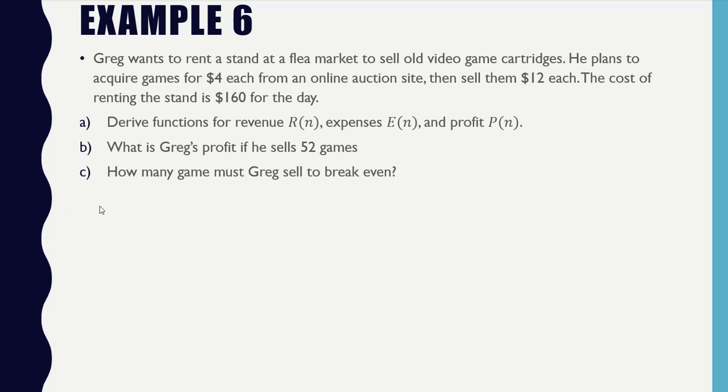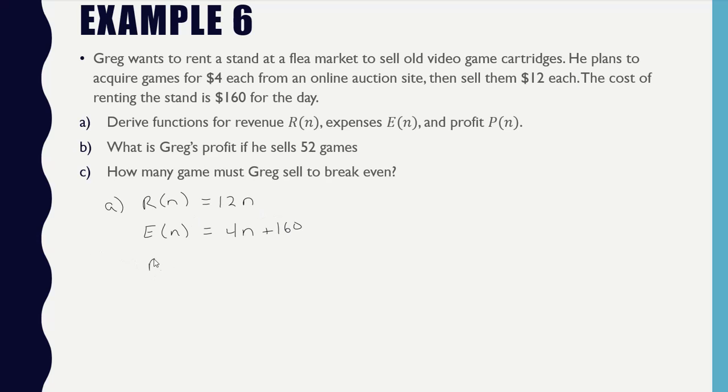Okay, well, let's do A first. Our revenue first. So we've got revenue, R of n. And for every game, he is selling it for $12 per game. And then for my expenses, well, it costs me $4 to buy them. And then I also have $160 just to rent the stand.